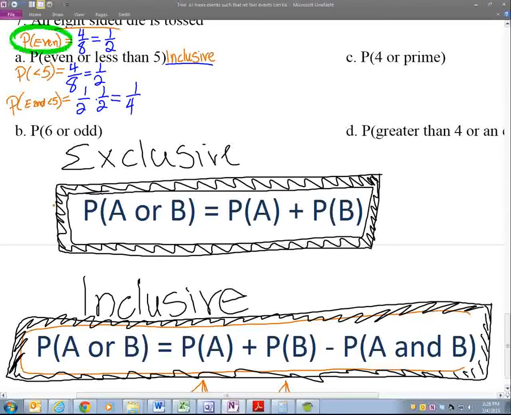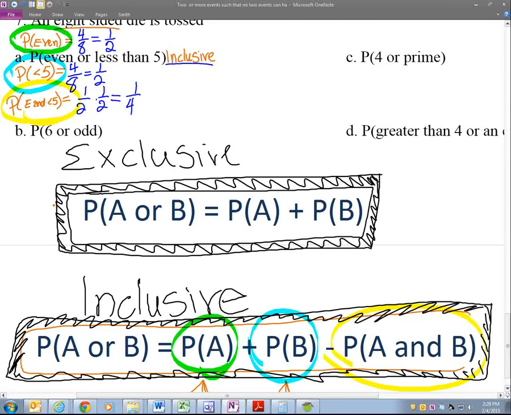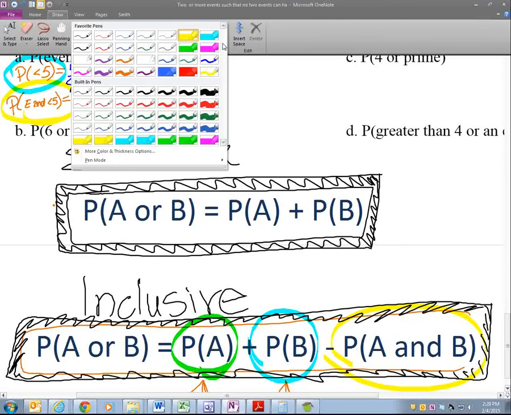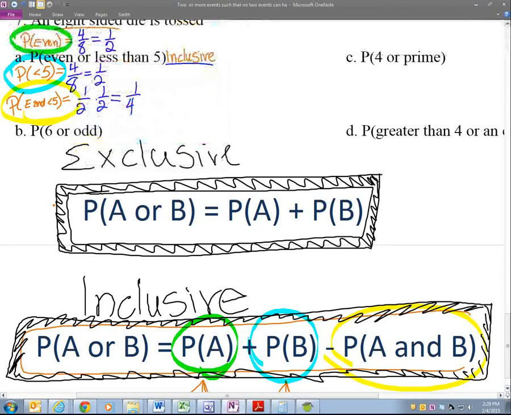We just found what the probability of event A is. Then we just found what the probability of event B is. Then we found the probability of A and B. So I need to plug in what I highlighted green, what I highlighted blue, and what I highlighted yellow. In order to do that, I'm going to use pink. So I'm going to plug everything in there. Here's my green, there's my green.